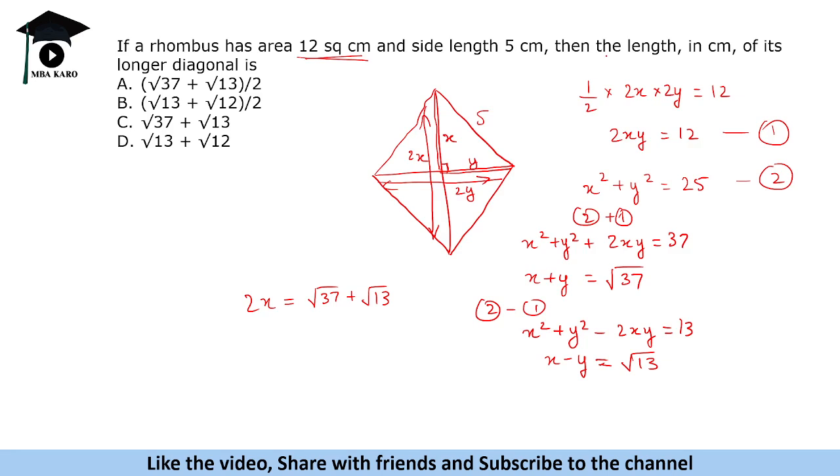So we need to find the diagonal. Now a possible mistake that people could make is picking x as the answer. So no need to calculate x, we need to find 2x. We have to find the longer diagonal, right? x is just the half of the diagonal. So a possible pitfall could have been picking this as the answer. So this is not the answer. The answer is this, root 37 plus root 13.